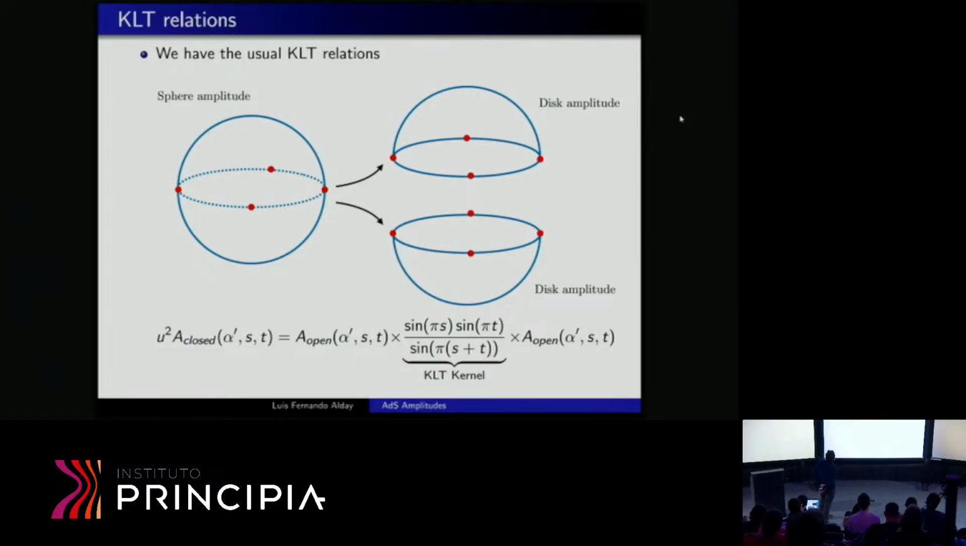So first, we have the KLT relations, where you take a sphere amplitude, and then you cut it into two, and then you expect this sphere amplitude to be the product of these amplitudes. And this is the statement of the KLT relations that you can write in many different ways, but a possible way to write them is like this. So for instance, from the formulas before that I gave, you can check that the closed string amplitude is the product of two open string amplitudes with some kernel, which is a simpler function, which has sines and cosines, a periodic function, okay?